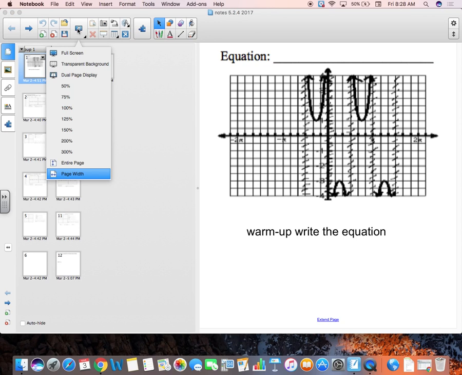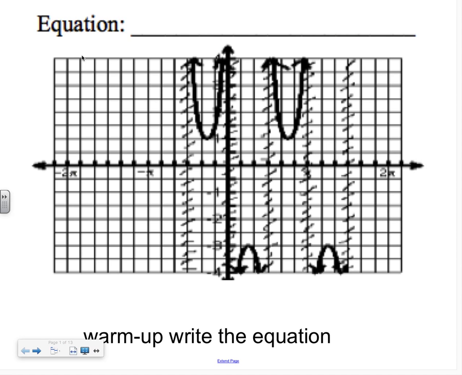Recording. This is day 4. We're going to do inverse sine, cosine, and tangent today. Before we do that, let's go through the warm-up.